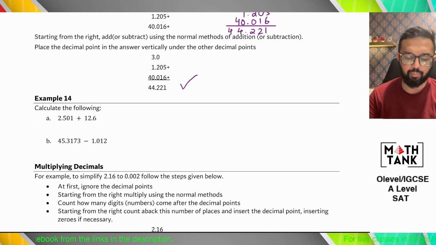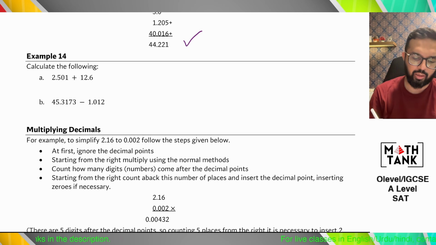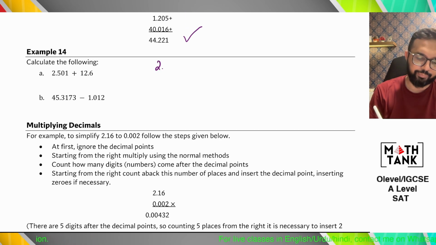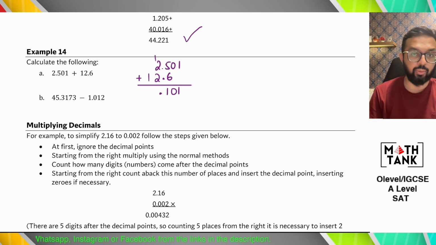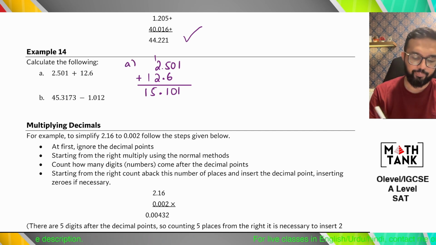Let's do example number 14. It says calculate the following. So 2.501 and 12.6. I've written them together. I'll put a plus sign. And the decimal appears here only, below the decimal that's there. So 15.101. That's part A.